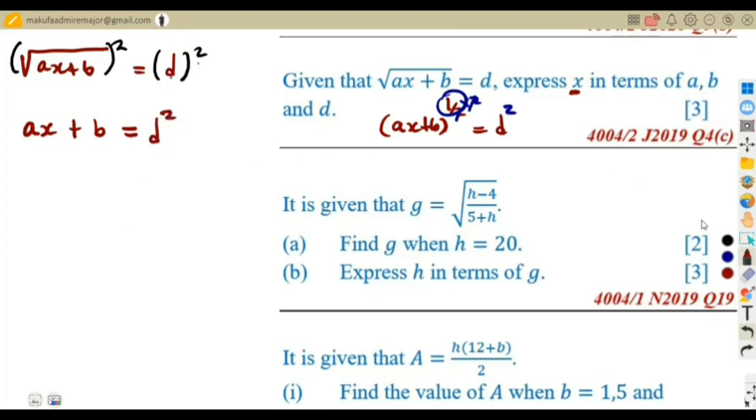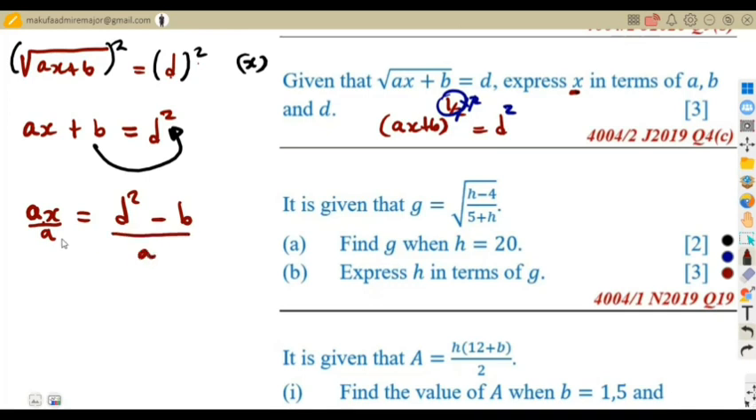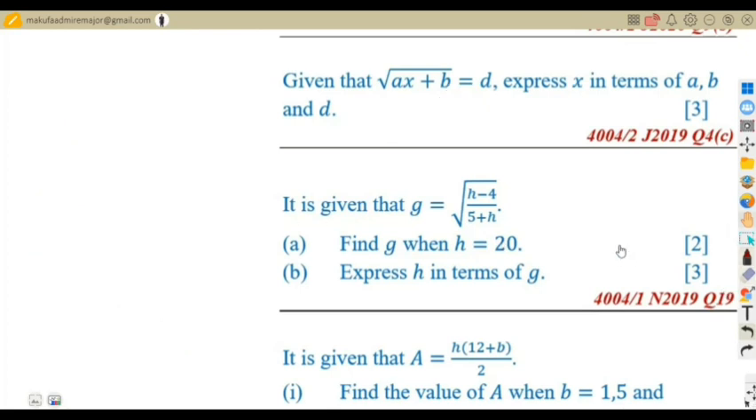So remember, what we are supposed to make the subject here is x. We are supposed to make x the subject. So as you can see, this part does not have anything to do with x. So we can transpose it to the other side of the equation so that it becomes a negative. So ax is equal to d squared minus b. It was a positive. What is left, we are multiplying. So we divide by a, each and every term divided by a. So therefore, we are having our x as d squared minus b, everything over a in this case. All right, so that was making x the subject of the formula in this case.